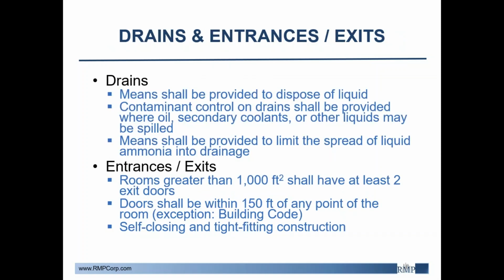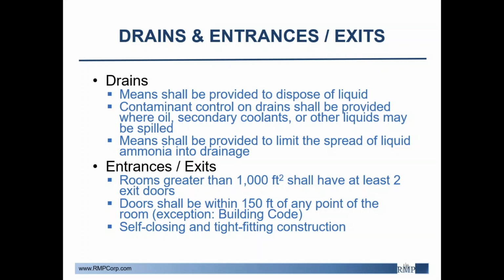Drains and entrances and exits basically fall down to contaminant control, that there's a drainage system that will keep contaminants from entering the drain itself, so you can contain that in the room until you can clean it up. Also, that there's the limit of spread of ammonia to drainage. Again, even if it's the sewer, there's a lot of permitting and fees that go along with that if you do have a contaminant enter the drain. So isolating that is very helpful and beneficial from a business standpoint, but also from a safety standpoint.